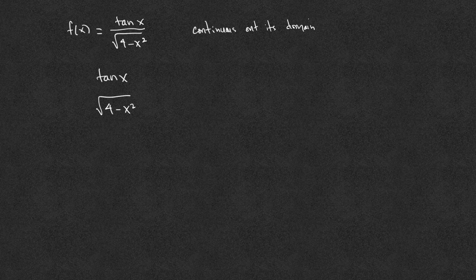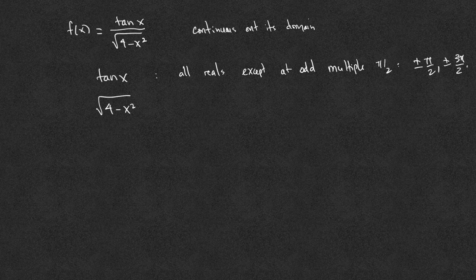The domain of tangent of x is all real numbers except at odd multiples of pi over 2. That is plus or minus pi over 2, plus or minus 3 pi over 2, and so on.